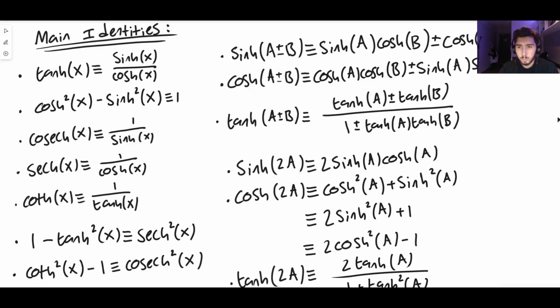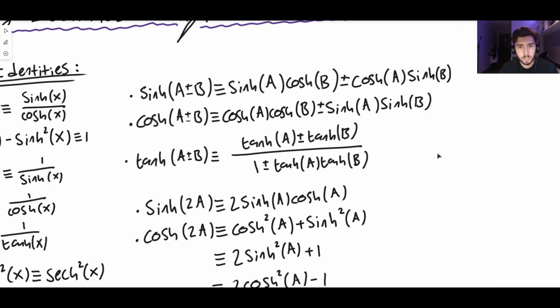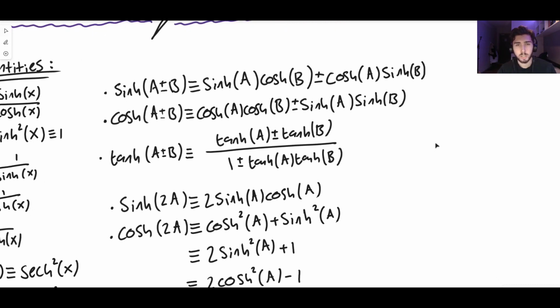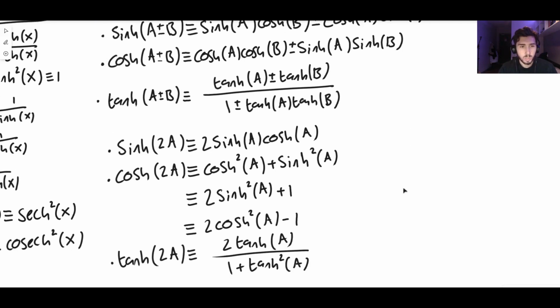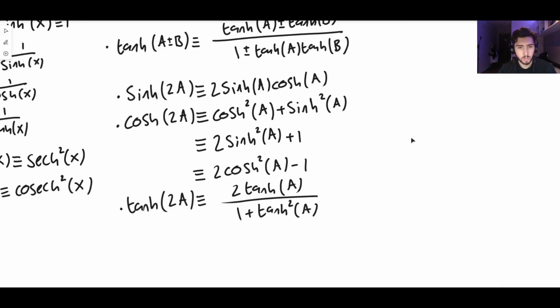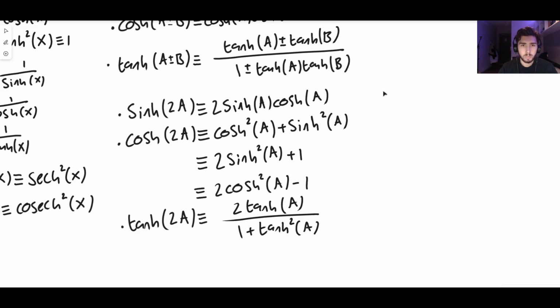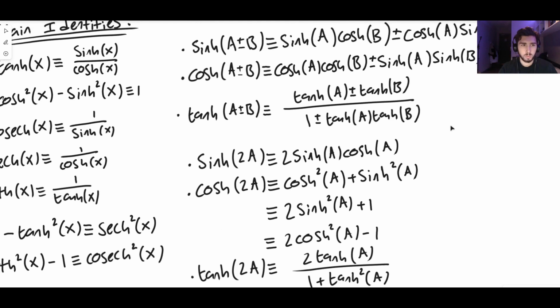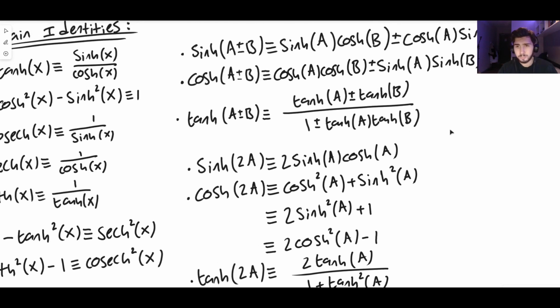I'll move the page slightly over here so you can see it a bit better. Also we have the addition formulae, or the compound angle formulae, for sine, cos and tan, written here, and also the double angle formulae for sine, cos and tan. Of course, just like with trigonometry, these are not the only identities that exist, but these are the main ones. These are the most important ones, arguably. So we're going to look at proving as many of these as possible in this video.